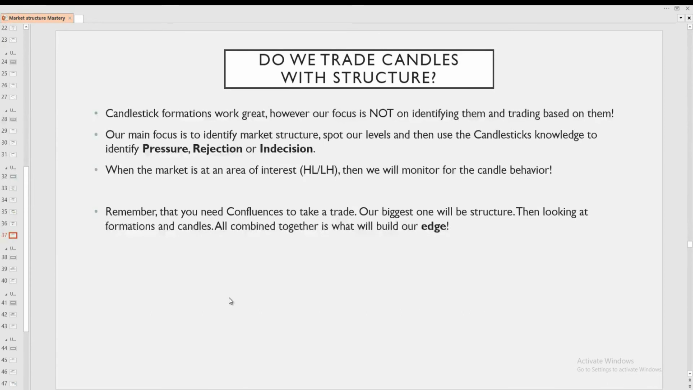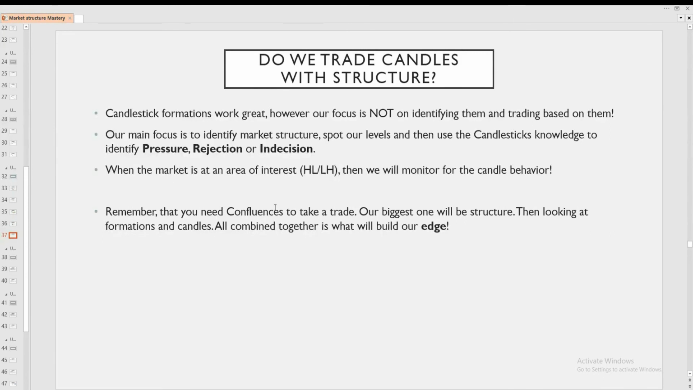Our main focus is to identify market structure, spot our key levels, the lower highs, the higher lows, the formations that we already learned, and then use the candlestick knowledge to identify pressure, rejection, or indecision. Again, we come to those three super important candle behaviors at the beginning. Is it showing pressure? Is it showing rejection? Or is it indecisive, so struggling to pick a direction? That is really important for you to understand.